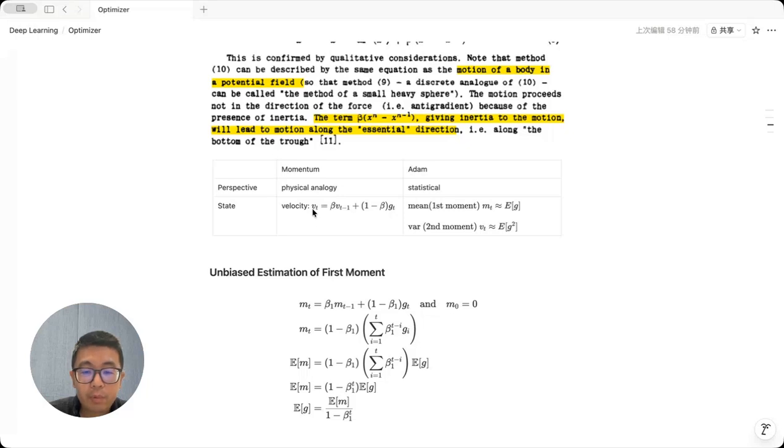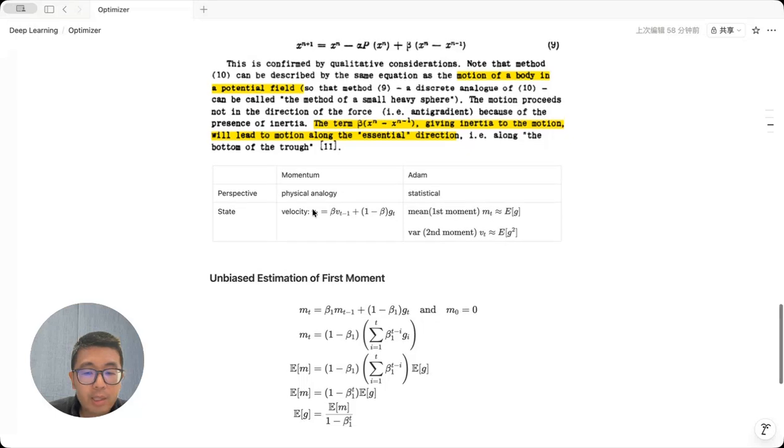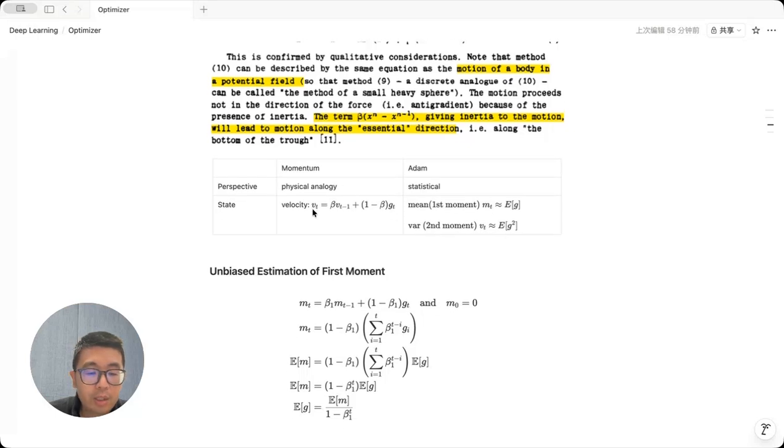In momentum, v is the velocity and it controls how you move. In Adam, v represents the second moment and controls how much you trust each direction. Adam also introduces another variable, m, which plays a role similar to momentum by providing a smooth direction. A useful way to remember this is: momentum uses velocity to move smoothly, while Adam separates the problem into two parts. m decides where to go, and v decides how big the steps should be.